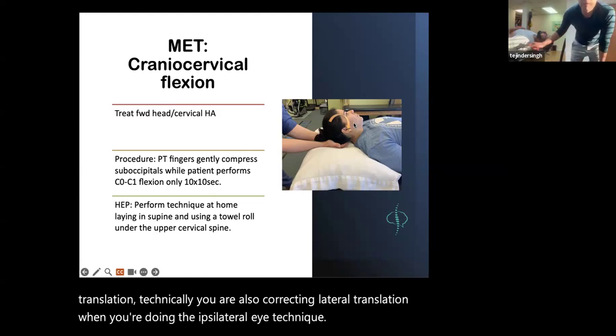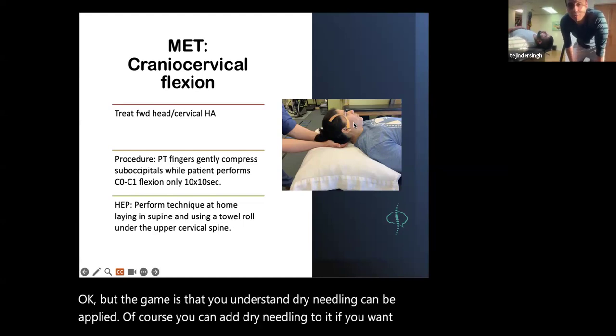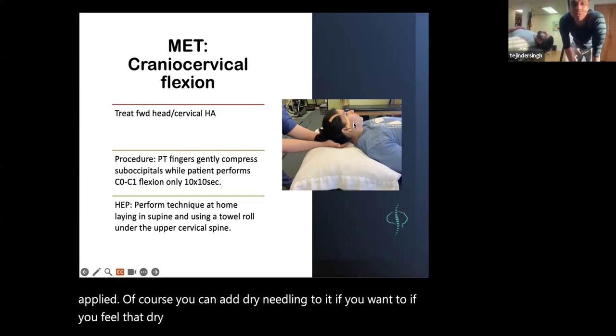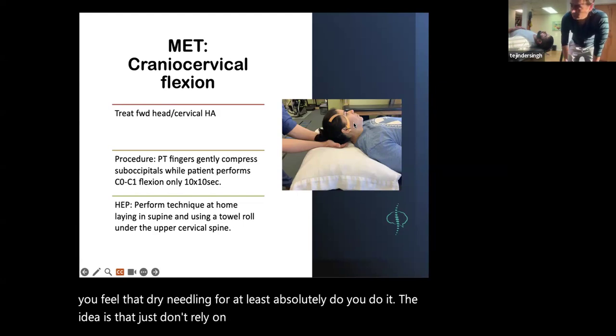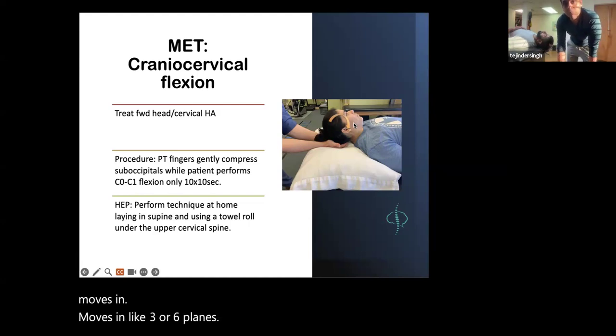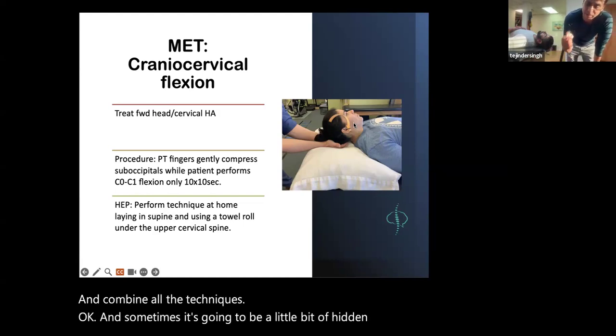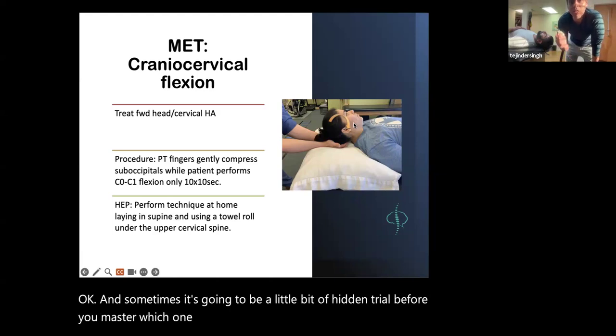Okay. But the game is that you understand dry needling can be applied, of course. You can add dry needling to it. If you feel that dry needling for release, yeah, absolutely. Do it. The idea is that just don't rely on one technique and think that this stuff moves in like 3 or 6 planes, right? And combine all the techniques, okay? And sometimes it's going to be a little bit of hit and trial before you master which one works, but at least you're helping them.